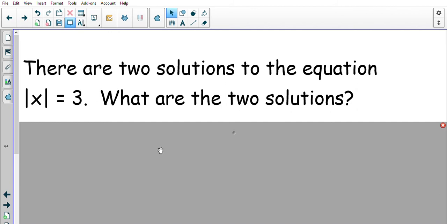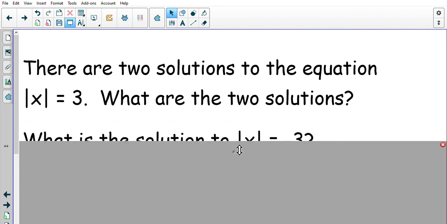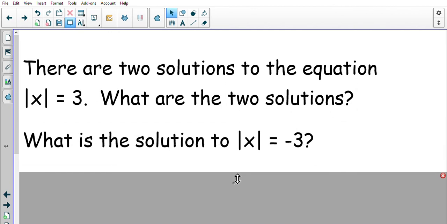All right, did you come up with the two solutions? One of them is 3. The absolute value of 3 is surely 3. But the absolute value of negative 3 is also 3, since both numbers, negative 3 and 3, are a distance of 3 units away from 0. I did have another question here as well. It says, what is the solution to the absolute value of x equals negative 3?